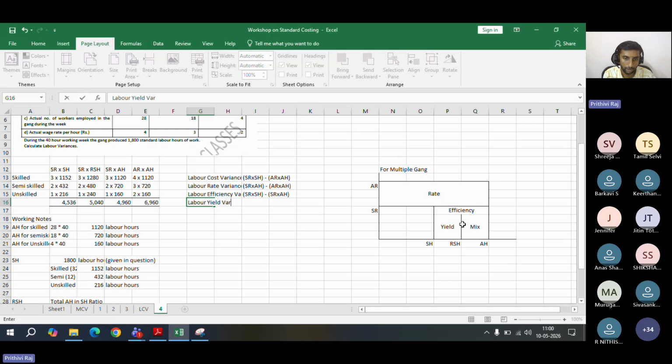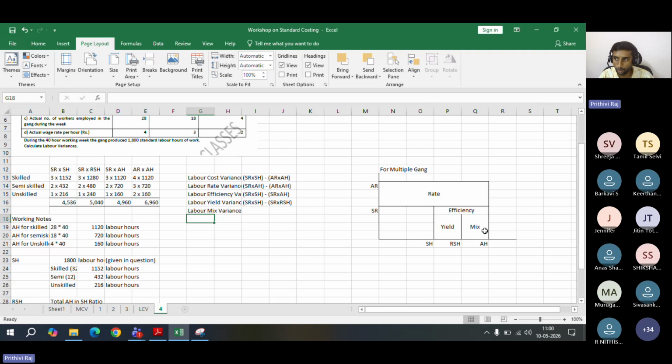Labor yield variance is also called labor sub-efficiency variance. It is SR into SH minus SR into RSH. Next one, labor mix variance. Labor mix variance is also called gang variance. Remember, the word gang variance is predominantly used over mix variance in this.